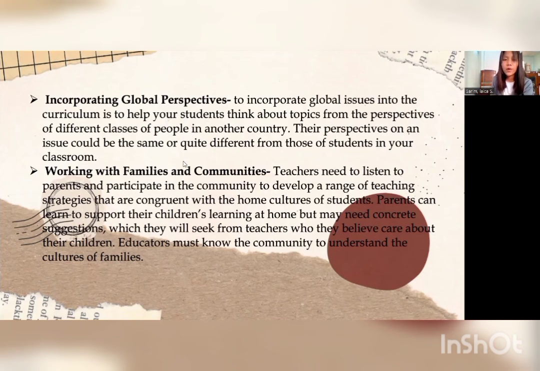Another strategy for incorporating global issues into the curriculum is to help your students think about topics from the perspective of different classes of people in another country. Their perspectives on an issue could be the same or quite different from those of students in your classroom. Using the internet, your students can connect to students in classrooms around the world. Some schools connect their students as pen pals to students in other countries. I remember my elementary days, I think I experienced this one.